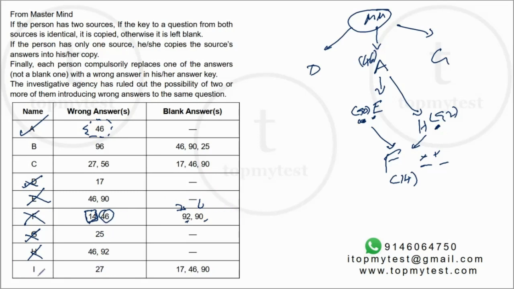Okay, can we figure out with I? With I, even 17 is missing. 17, 46 and 90 are blank. Okay, when will this happen? Okay, 17 is introduced by D.